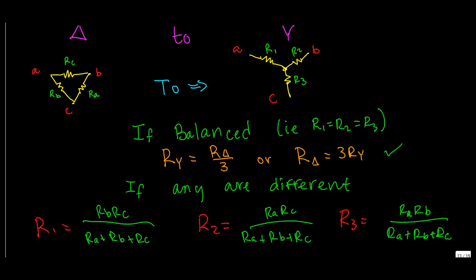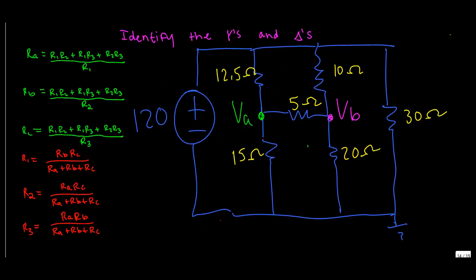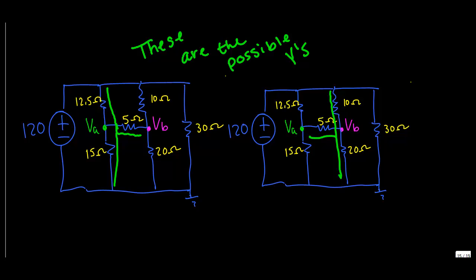Alright, so basically we have the problem that we were working on last time. It looks something like this. Here are the equations on the left, and here's the circuit, and now we have to identify what the Y's and the deltas look like. The first thing we're going to do is identify what the possible Y's are. As you can see in the two images I provided, there are two. There's one that goes across the 12.5 and 15 ohm resistors and across the 5 ohm resistor, and you can tell it makes a Y shape. Or the opposite is true, where it goes across the 10, 20, and the 5, where it will make a Y in this direction.